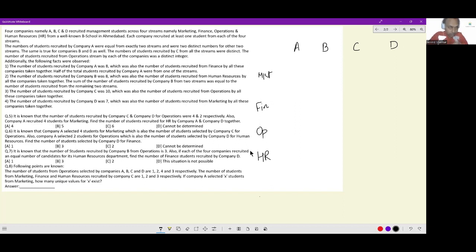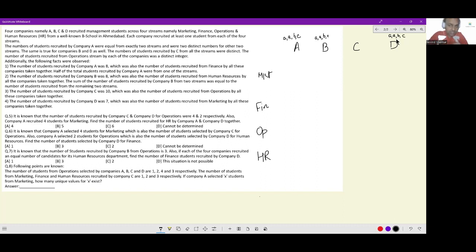Now the instructions start. The number of students recruited by company A were equal from exactly 2 streams and were 2 distinct numbers for other 2 streams. So representation wise, for A, what we have is A, A, B, and C. B, C are the 2 distinct numbers, A are the 2 repeated numbers. The same is true for companies B and D as well. So we have A, A, B, C here also, and A, A, B, C here also.